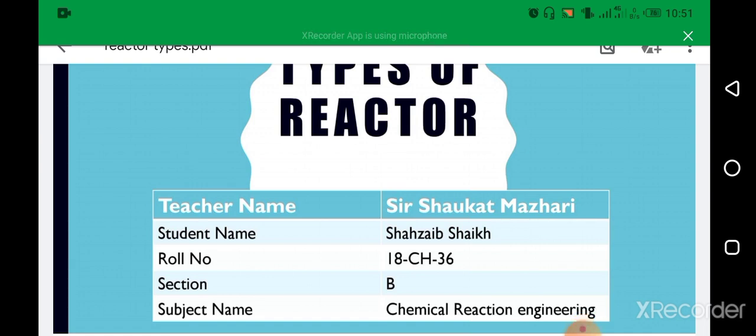Today my topic is types of reactor, and today I am presenting the presentation. My name is Shazib Sheikh. My roll number is 18 Chemical 36. Submitted to Sir Shaukat Mazari, and my subject is Chemical Reaction Engineering.